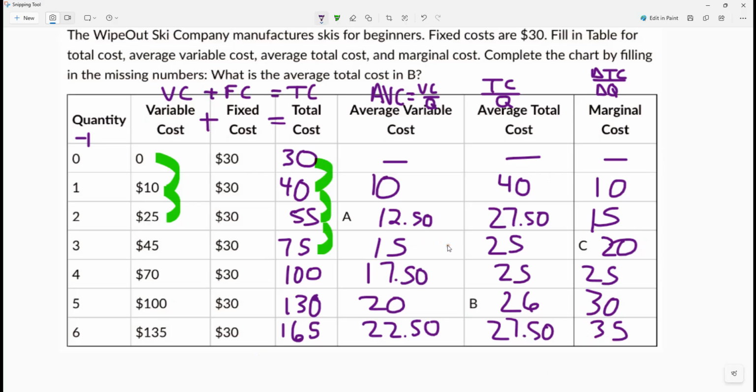If you knew what the price was, then you could figure out what the profit maximizing quantity would be, but we don't really know that. So all we've done is filled in the various costs for these various outputs.